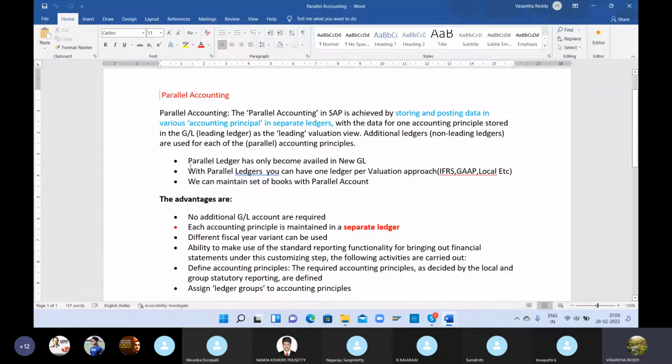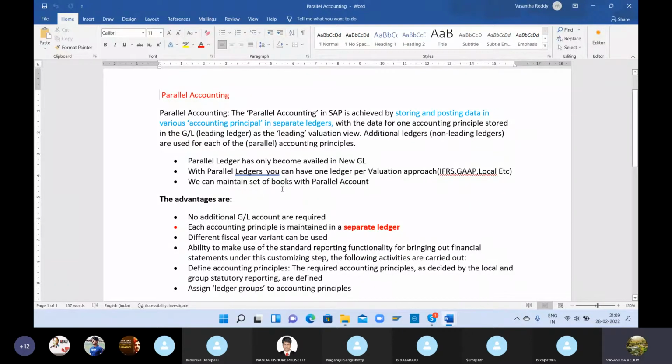With parallel ledgers, you can have one ledger per valuation approach. For example, you can use parallel accounting for IFRS, GAAP, local, etc. IFRS means International Financial Reporting Standards. These should mostly be maintained in parallel accounting. We can maintain a set of books with parallel accounting. With parallel accounting, we can maintain similar books like the cost of sales ledger and profit center ledger.